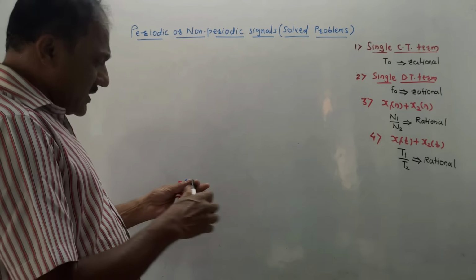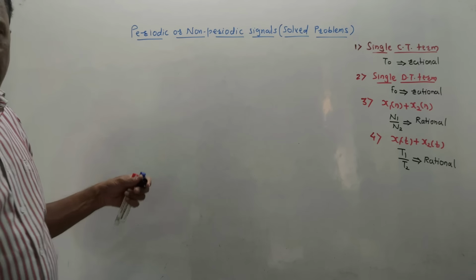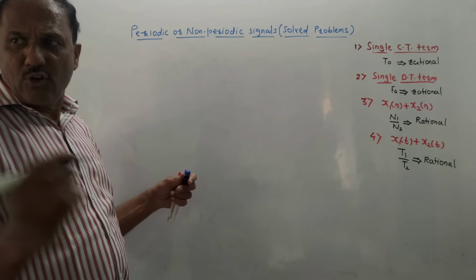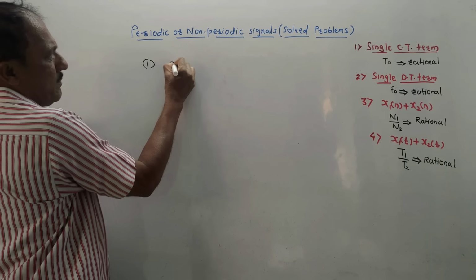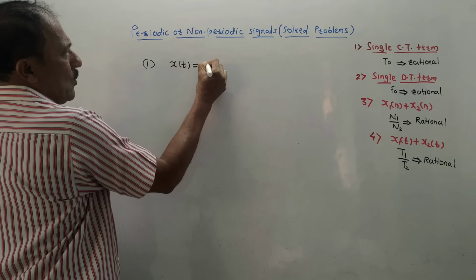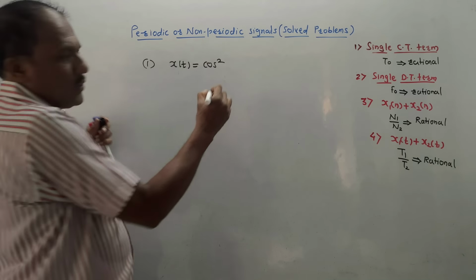So, the question, as I already mentioned: equations will be given and we have to check whether it is periodic or non-periodic. So the first equation, suppose the given equation is x of t equals cos square 2 pi t.